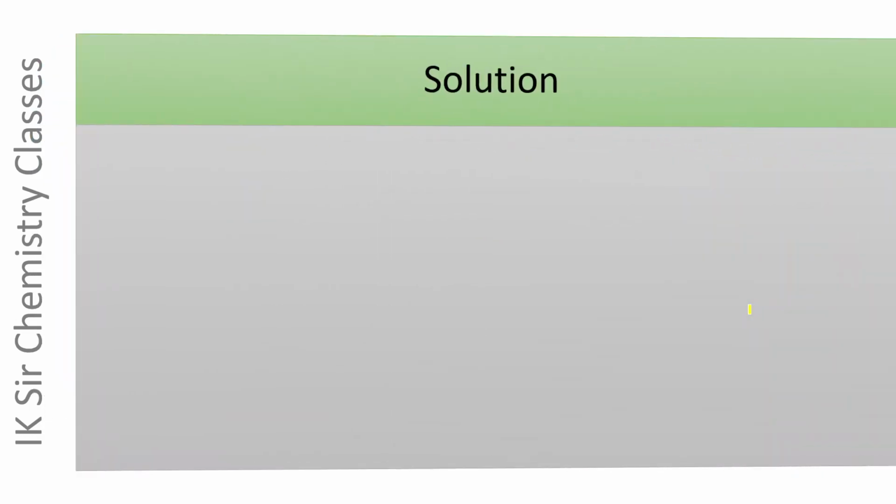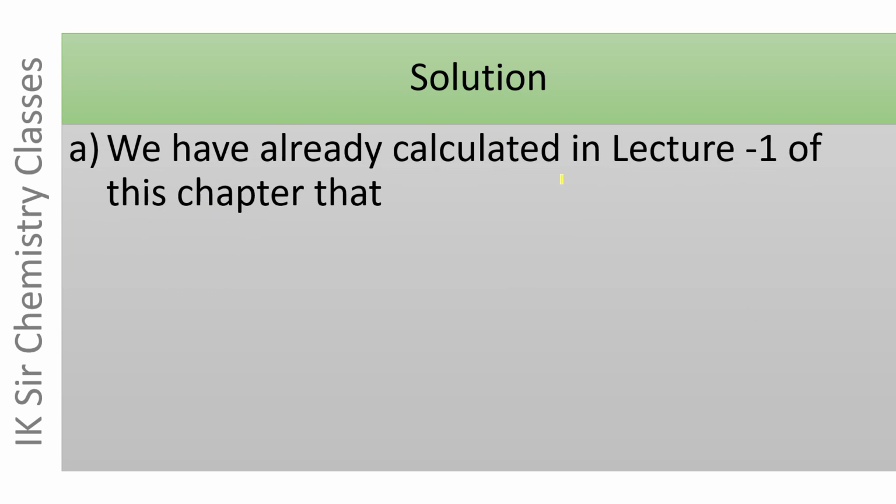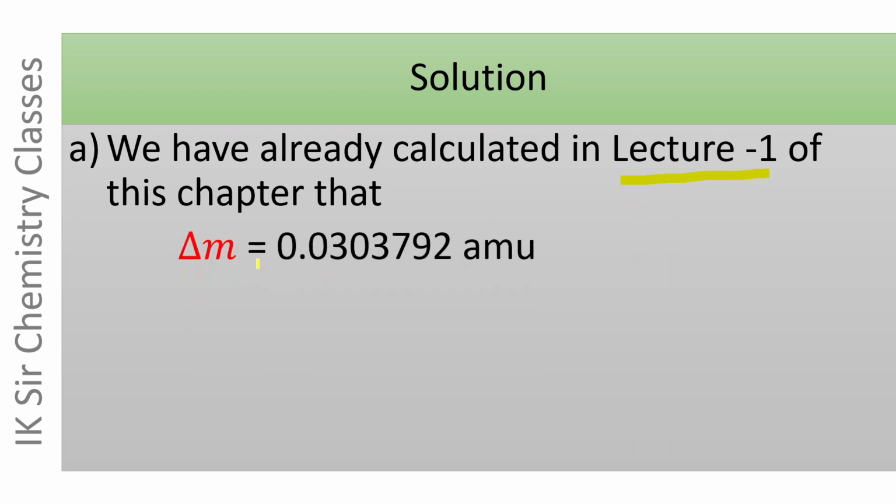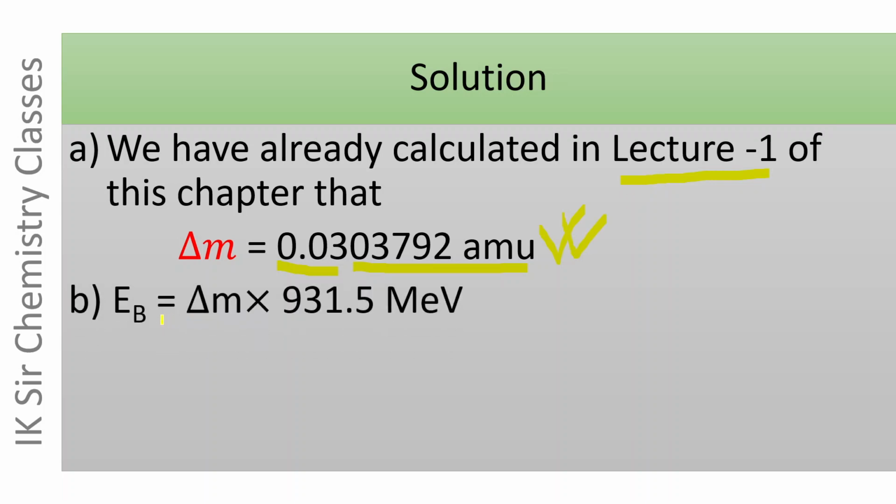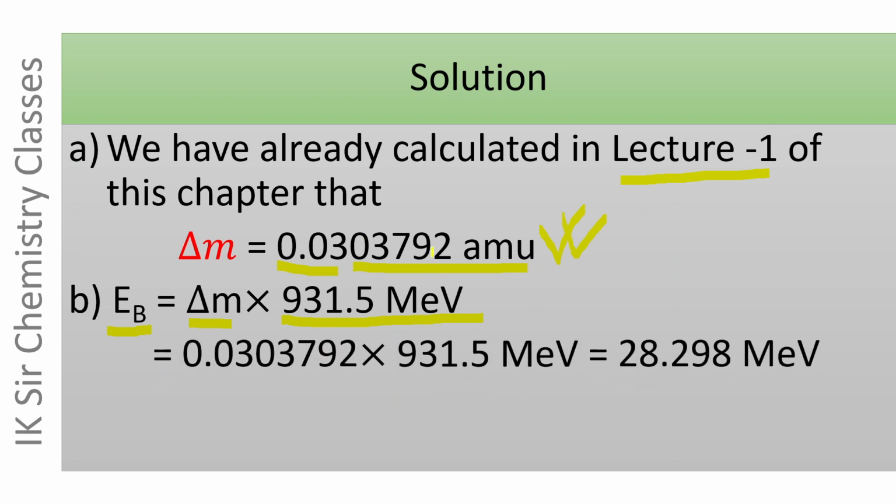Here is the solution. We have already calculated in lecture number 1 of this chapter that the mass defect of the given He-4 nucleus is 0.0303792 u. And now nuclear binding energy is equal to delta M into 931.5 mega electron volt. Delta M is given here, multiplied by 931.5 mega electron volt, and the result is 28.298 mega electron volt.